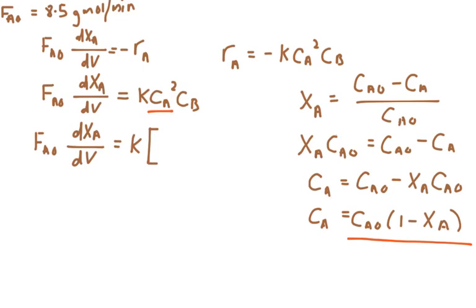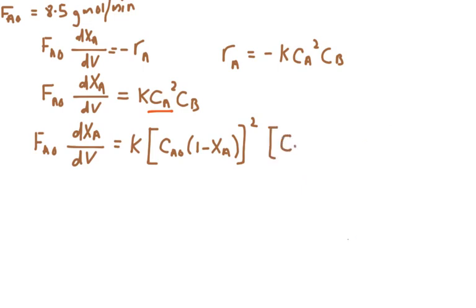So let's input it into the equation. We have Ca naught 1 minus Xa. But don't forget, because there's a square, let's square the entire term. For Cb, you can do exactly the same, where you will get Cb naught 1 minus Xb. Now, however, in the question, Xb is not given.